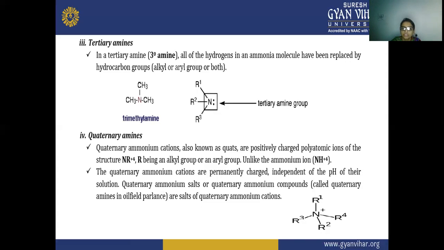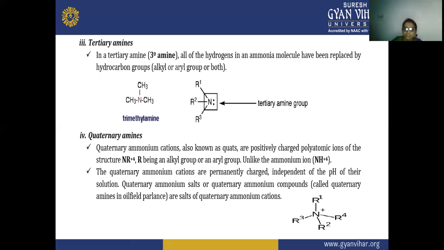Here you can see the nitrogen does not have any hydrogen atom attached to it, because all the hydrogen atoms have been replaced by alkyl groups. That is why its name is trimethylamine. These three methyl groups are attached to this nitrogen, so its name is trimethylamine. Here this is the formula for this tertiary amine, that is 3-degree amine.